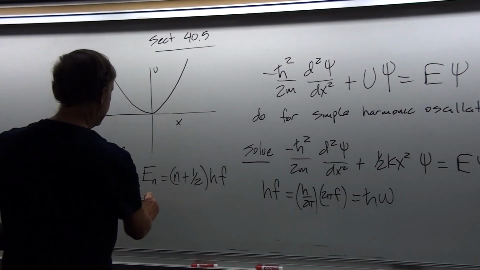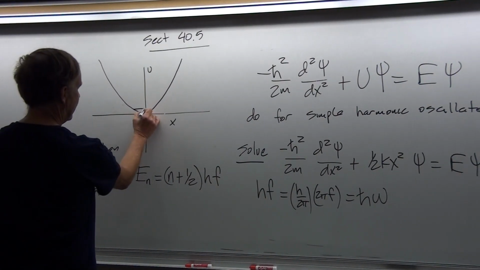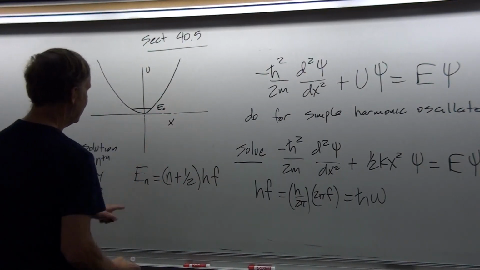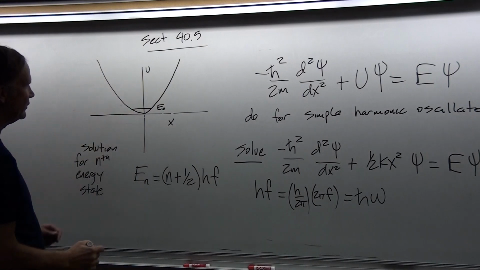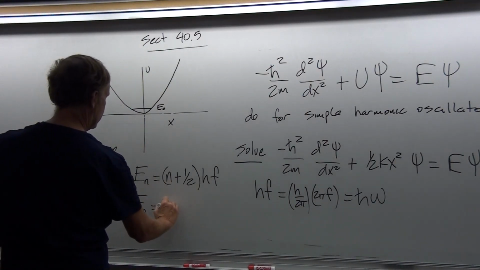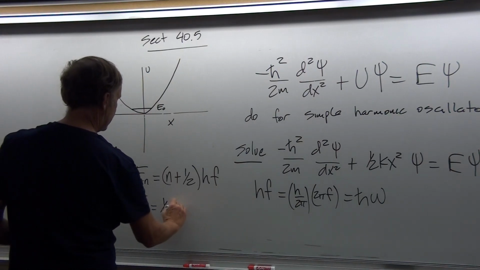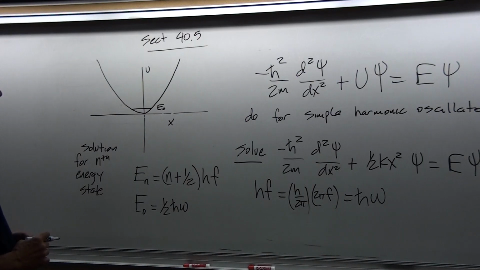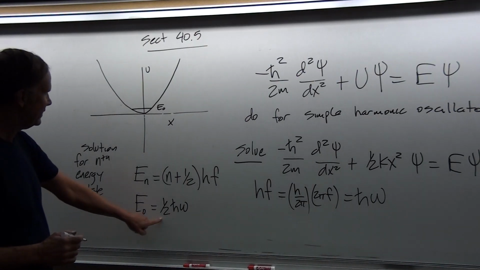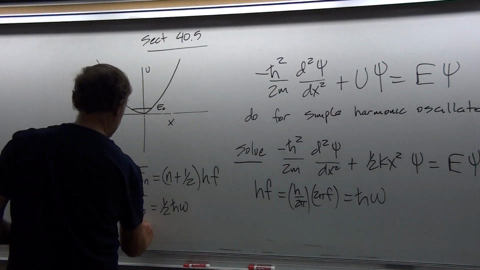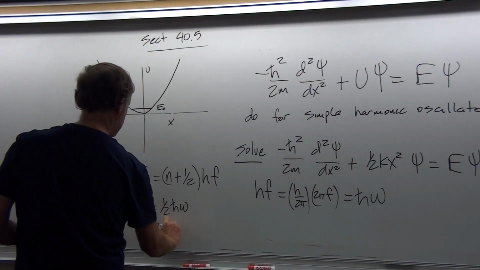So E0, because n would equal 0, would be our zero-point energy for the simple harmonic oscillator. That would equal 1/2 h bar omega, or 1/2 Planck's constant times the frequency. And so what we find is that this value is called the zero-point energy for the simple harmonic oscillator.